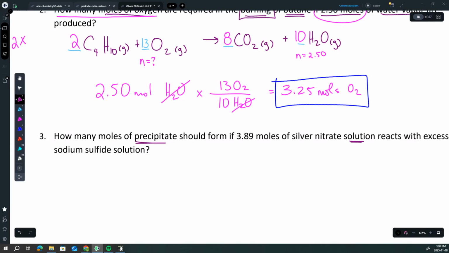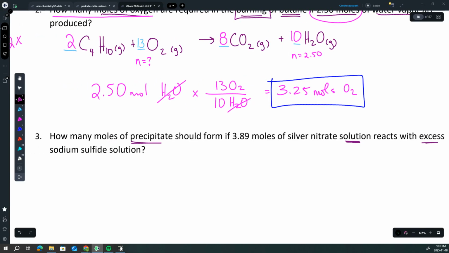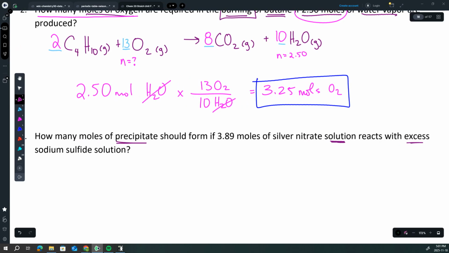Now, with solution, anytime you see solution, the state of that is going to be aqueous, and excess just means you've got an extra amount of this particular sodium sulfide solution. How much you have in excess really doesn't matter to our calculation. It's more than you need in order to carry out this reaction.